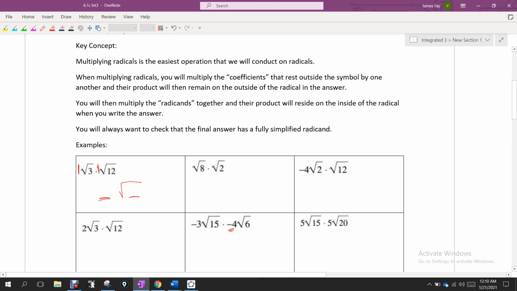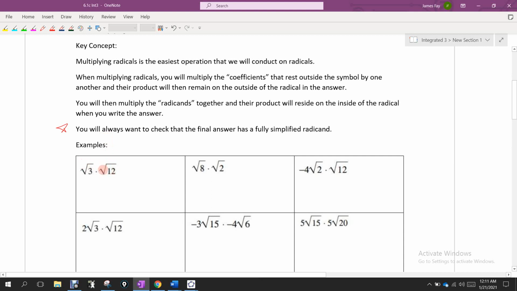problem. So here it says you will then multiply the radicands together, and their product will reside on the inside of the radical when you write your answer. And that's how you multiply radicals. It's as easy as it gets. The only thing that becomes problematic when multiplying radicals is when we're done, because we're multiplying radicands, we're going to get a larger radicand. And when we get a larger radicand than either of the things that we started with, generally that larger radicand can be simplified. So here it says you will always want to check that the final answer has a fully simplified radicand.